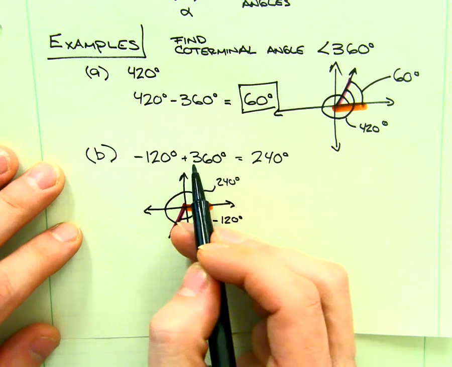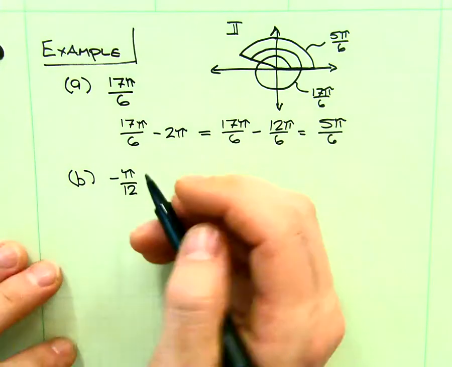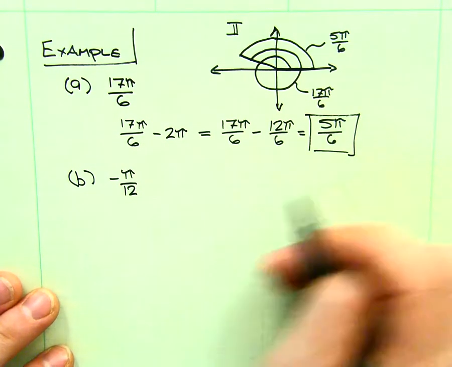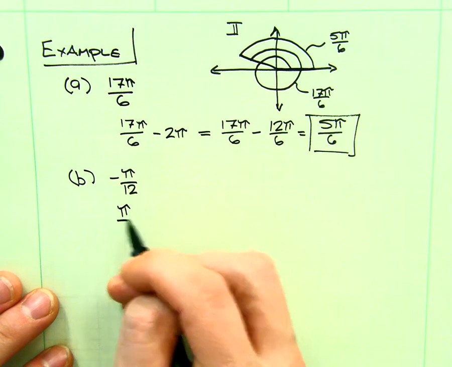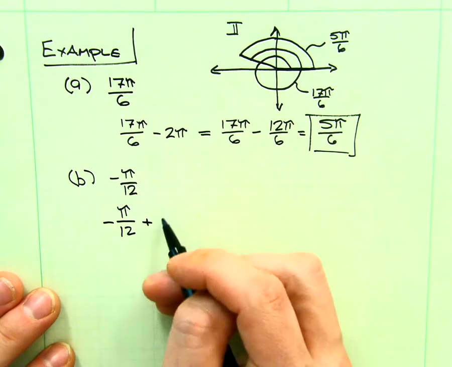So I'm going to do the same thing as when I had minus 120 degrees. I'm looking for the coterminal angle. I add one full revolution to get it into the positive range. So I've got negative pi divided by 12. Sorry, let me box my answer here. Negative pi divided by 12 plus, instead of subtracting 2 pi, I'm going to add 2 pi.